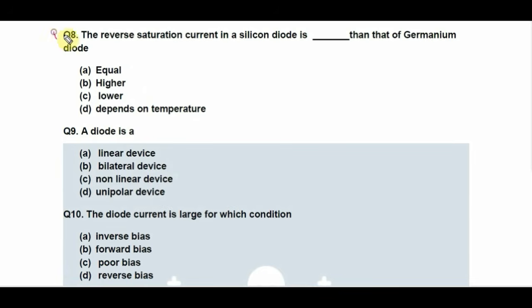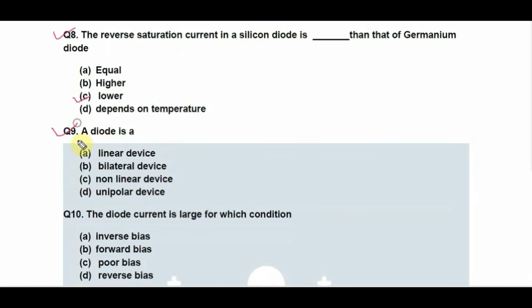Next question, question number 8. The reverse saturation current in a silicon diode is dash than that of a germanium diode. Option C is the correct answer. That is, the reverse saturation current in a silicon diode is lower than that of the germanium diode.